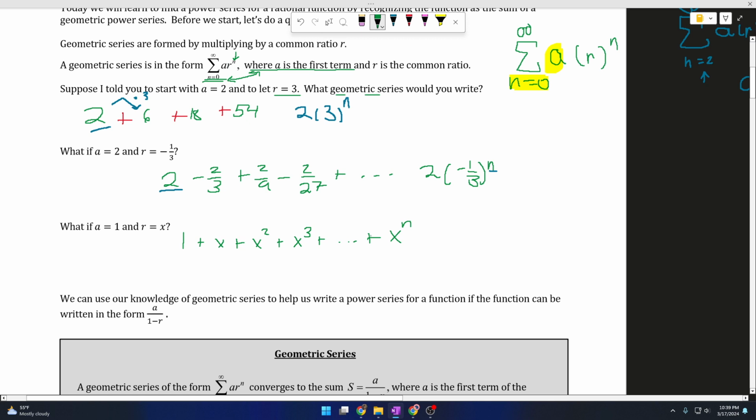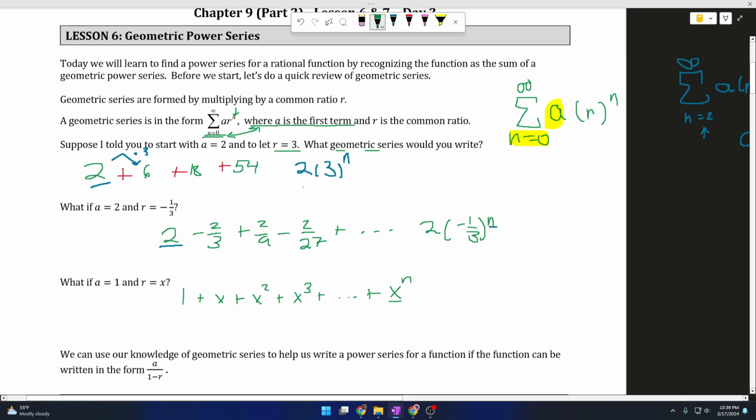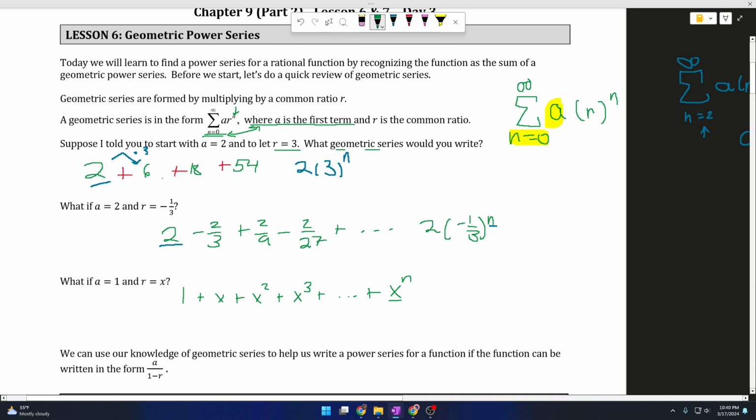X to the n is what we're getting down here, and notice that we have x to the n as part of our power series. It's a power series because we have x. So our review is basically just remember geometric series look like this form, and what we studied before were geometric series as functions of n, but now we're studying geometric series where they have x's in them.